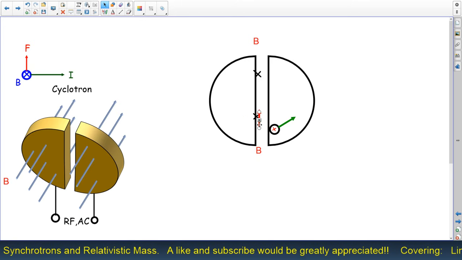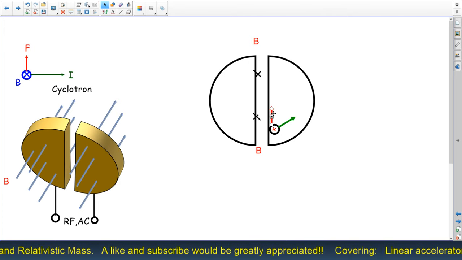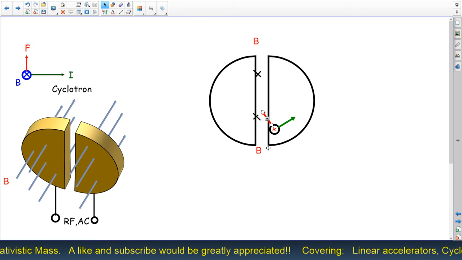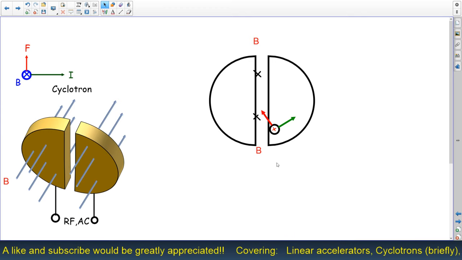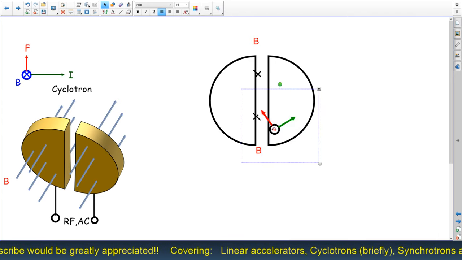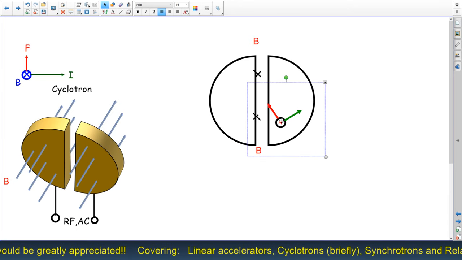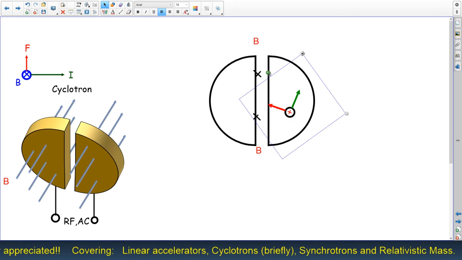The field still goes straight into the page, but now my current is slightly diagonally upwards, which means that my force is now also slightly slanty, because it has to remain at right angles to the current. And what we'll find is that as we continue to go around here, the force causes the current to change direction, which causes the force to change direction.